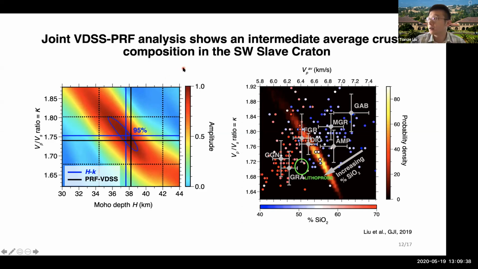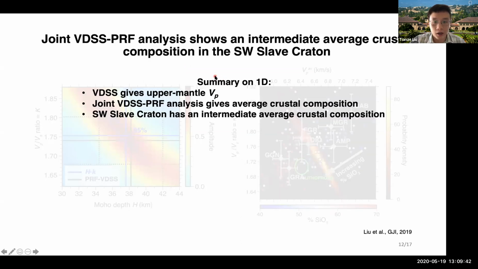And here is a summary of what we learned under our 1D approximation. First, VDSS can give us uppermost mantle VP. And secondly, a joint VDSS-P receiver function analysis can tell us about the average crustal composition in our study area. And finally, the southwest South Slave Craton has an intermediate average crustal composition.